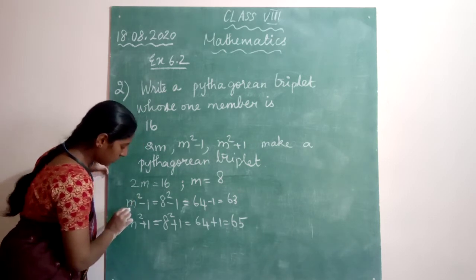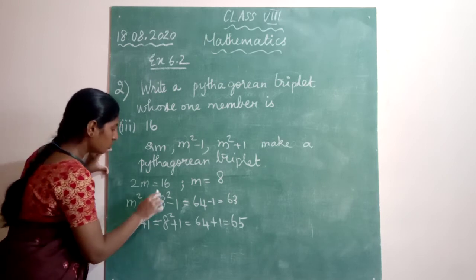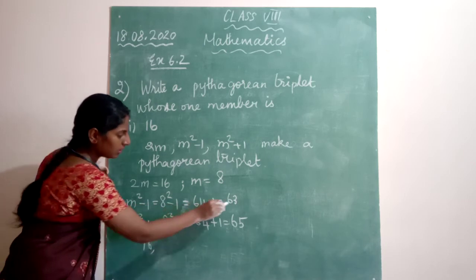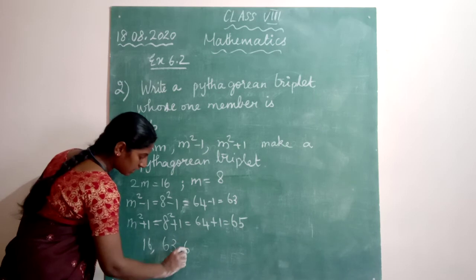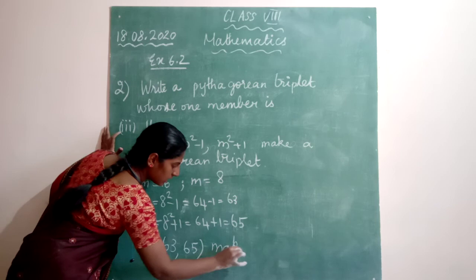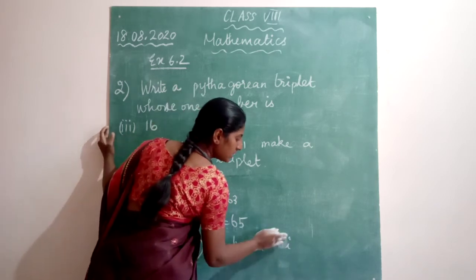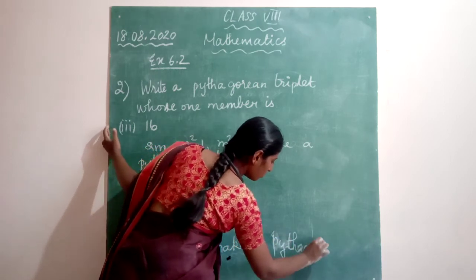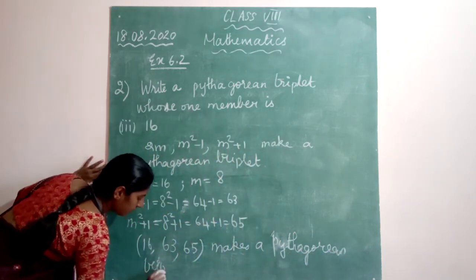So here 2m, m square minus 1 and m square plus 1 will make the triplet, right? So 2m is 16. So 16, comma, what is m square minus 1? It is 63. 63, comma, what is m square plus 1? It is 65. Okay. It makes a triplet. Not simply triplet, it is Pythagorean triplet. Okay. So is it clear?